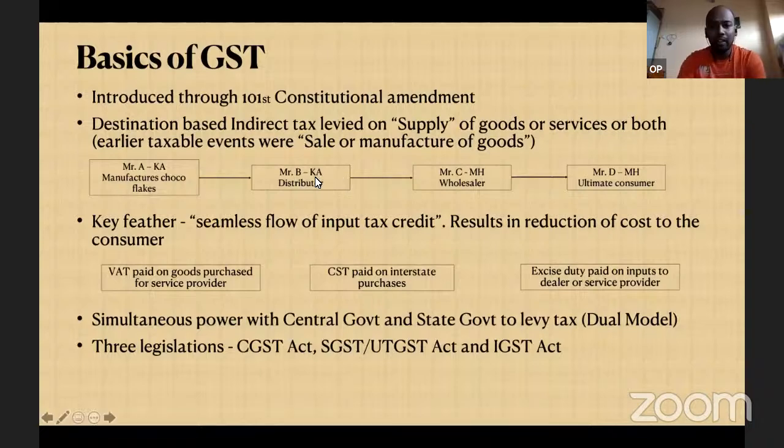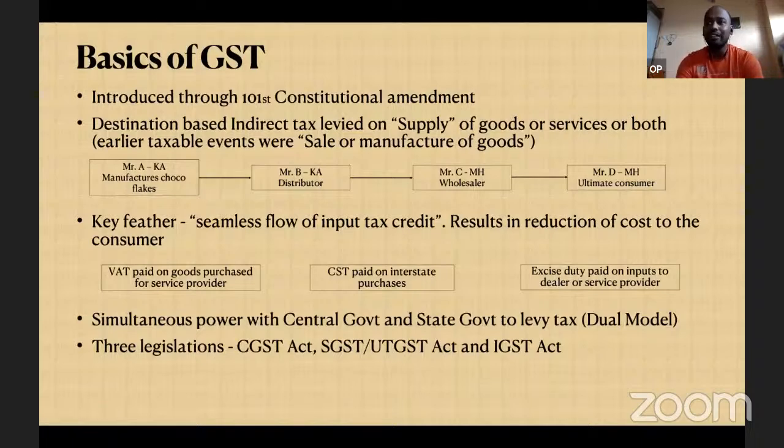Mr. B is a distributor located in Karnataka, and if he ultimately sells the goods to a wholesaler who is based out of Maharashtra, now the Maharashtra government will get the revenue pertaining to this leg of the transaction. And if this wholesaler sells the goods to the ultimate retailer or a consumer within Maharashtra, the Maharashtra government will get the revenue. So GST will always be a destination-based levy. The state where the goods or services are finally consumed will get the revenue. And on what is it levied? So indirect tax is levied on supply of goods or services.